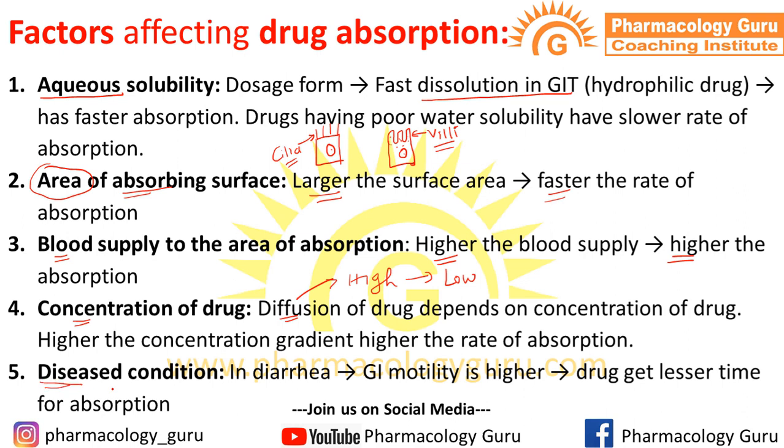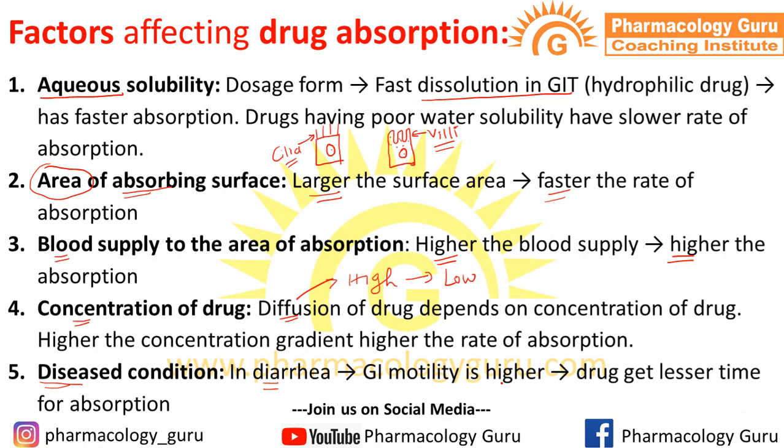For disease condition, we have two common examples. One is diarrhea and the other is constipation. In diarrhea, the motility is high, so the drug will remain a short time inside the intestine, so the absorption would be less. In case of constipation, the drug will remain a long time inside the intestine, so the absorption time will be high, and absorption will be more compared to diarrhea. These are the two commonest conditions affecting absorption of drug.